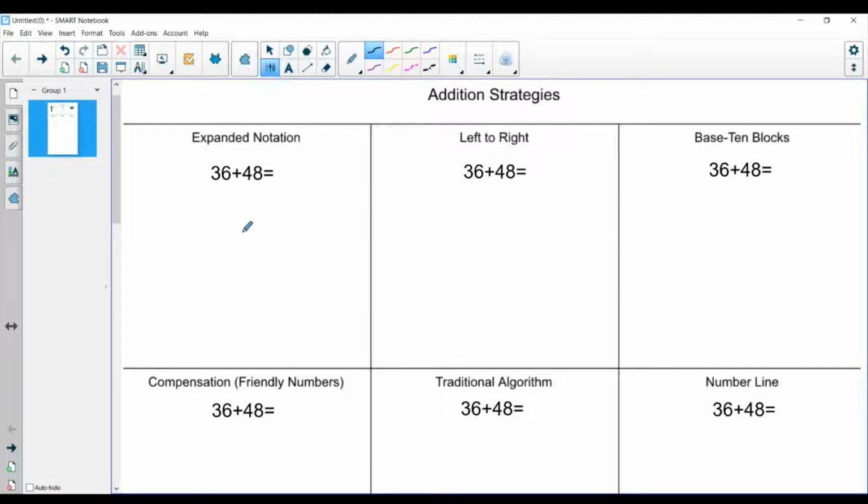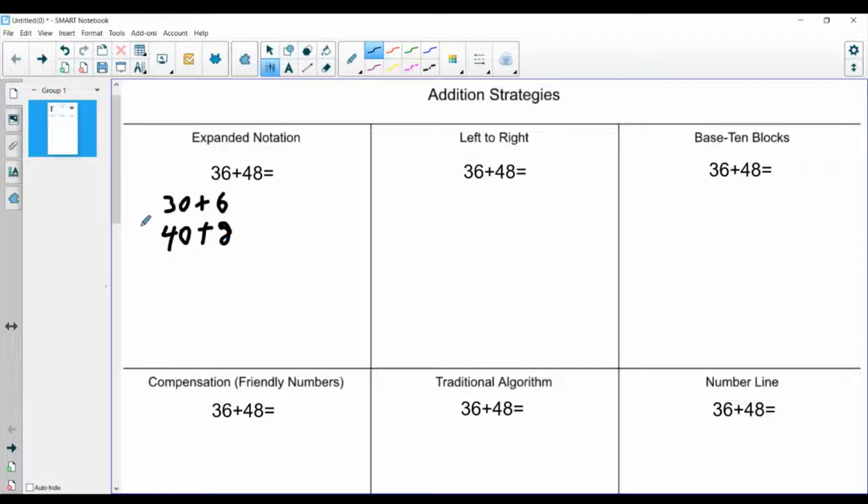For 36 plus 48, I'm going to show the expanded notation for each of 36 and 48. So the expanded notation of 36 is equal to 30 plus 6. The expanded notation of 48 is equal to 40 plus 8.